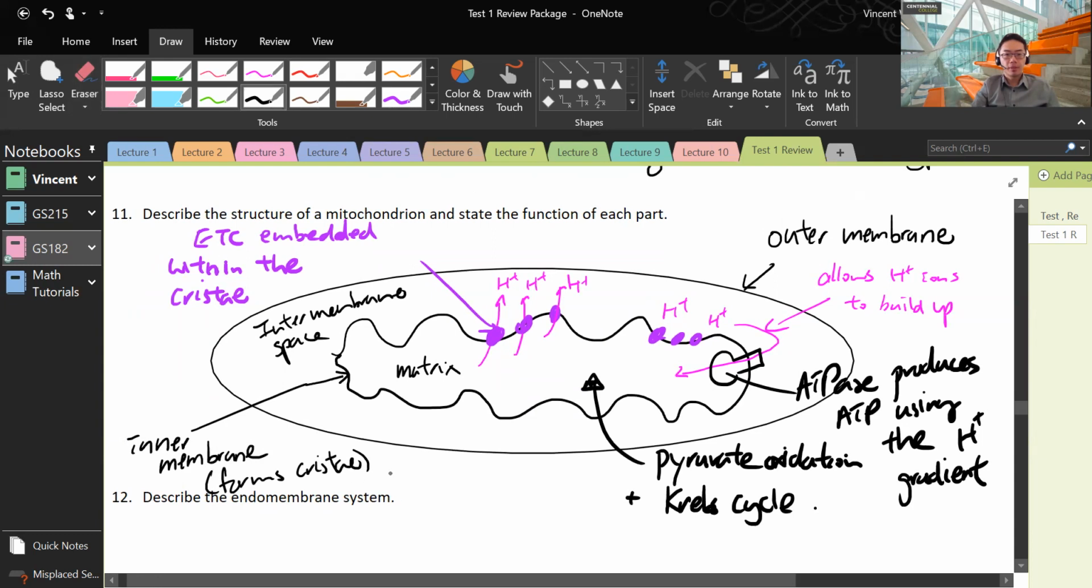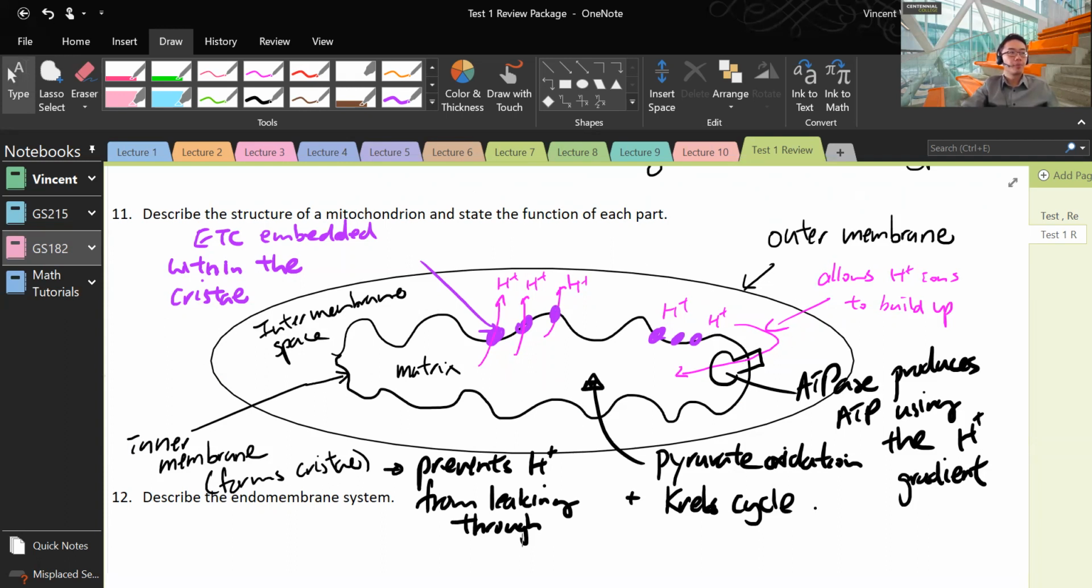Maybe another note here, inner membrane. The inner membrane prevents H+ from leaking through, right? We do not want the H+ to leak down. Remember, we had a question in the lecture 5 tutorial, and I asked you what happens if the inner membrane has a lot of holes in it, right? Well, if it has a lot of holes in it, then all the H+ would just kind of come back in without going through the ATPase, right? So that's why it's important to maintain the integrity of the inner membrane right here. Okay.